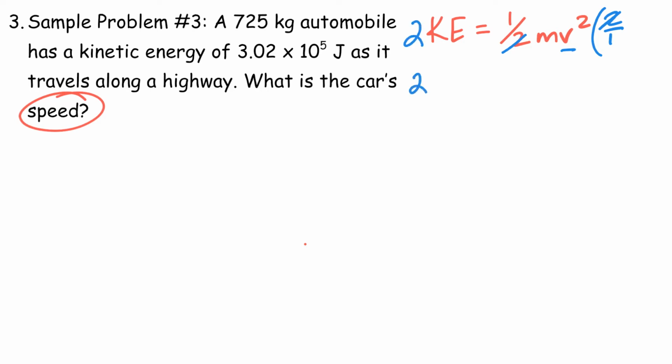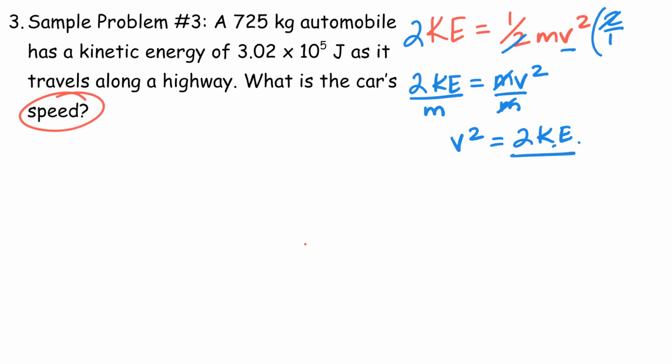And now I've got 2 times kinetic energy equals mv squared. Now I want to get the m to the other side. So I'm going to divide both sides by m. V squared is equal to 2 times the kinetic energy divided by mass. Now I need to get rid of this square.